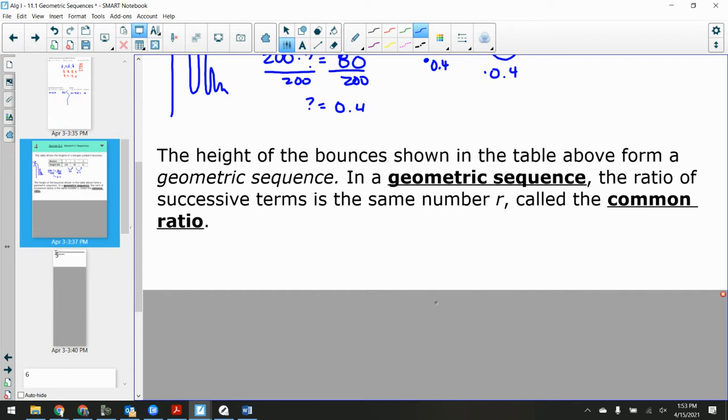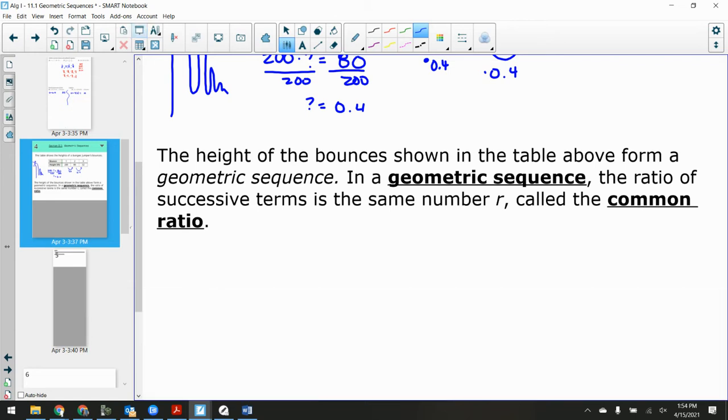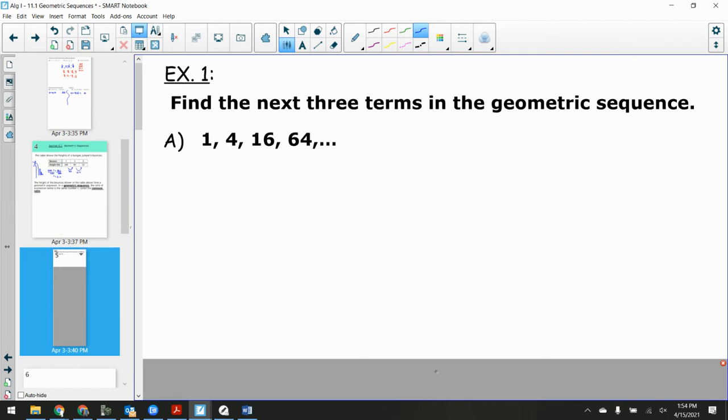That's our formal definition. The height of the bounce is shown in the table above, forming what's called a geometric sequence. A geometric sequence is one where the ratio of successive terms is the same number. Sometimes called the common ratio, sometimes called the common factor, sometimes called the common multiple, whatever you want to call it. It's the thing that I continually multiply by. Usually we use the letter r for ratio. All right, so let's take a look at an example.